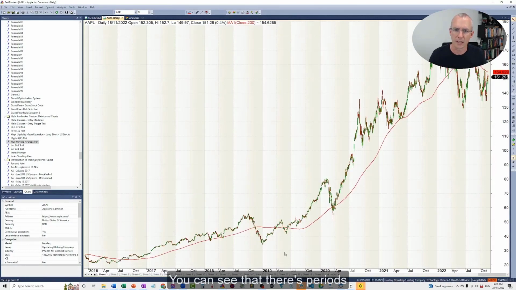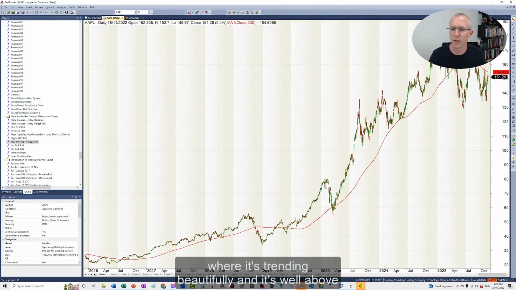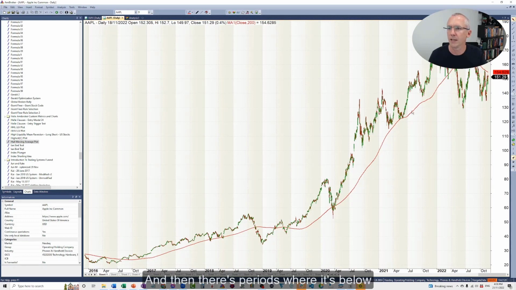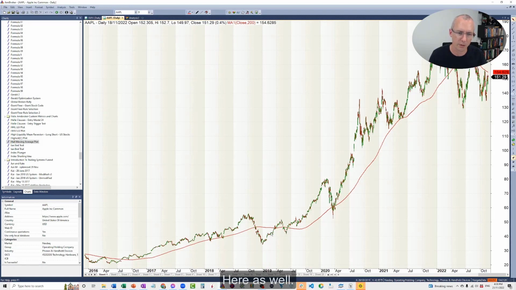You can see that there's periods where it's trending beautifully and it's well above the 200-day moving average here and here. And then there's periods where it's below the 200-day moving average where you don't really want to be holding that stock. Here, for example, here as well.